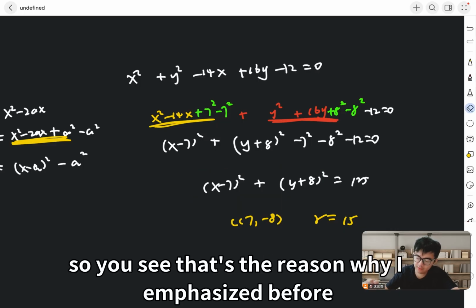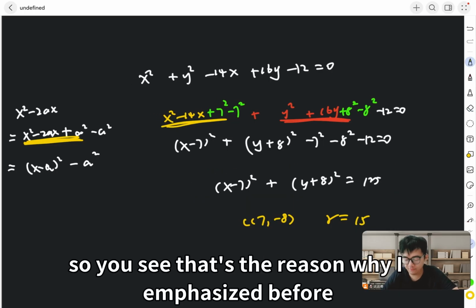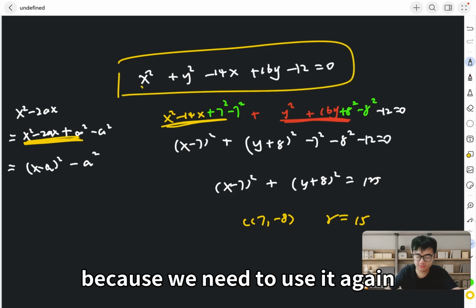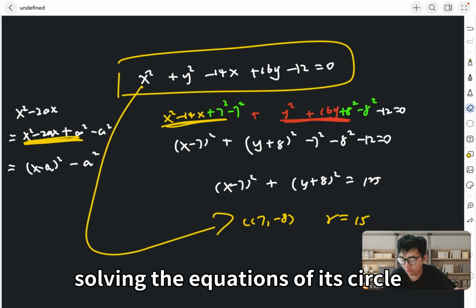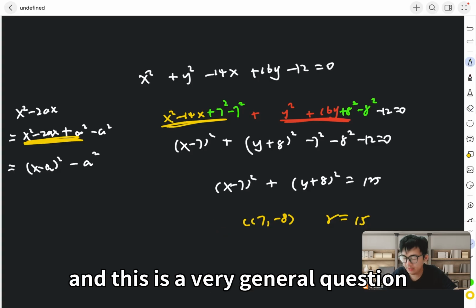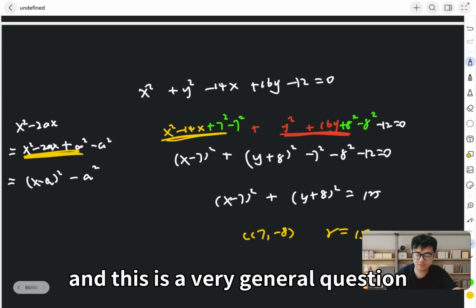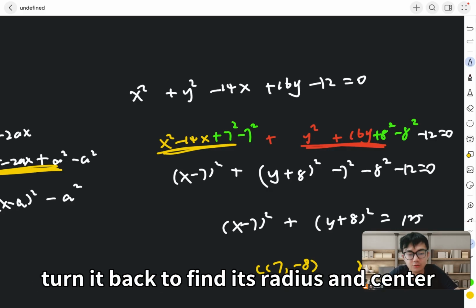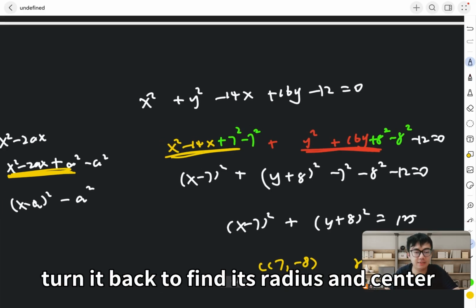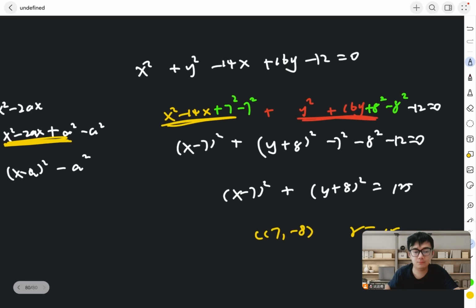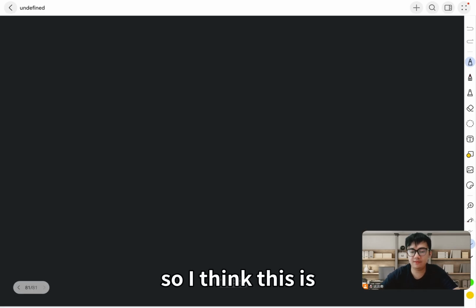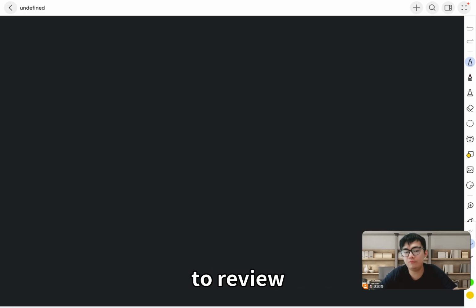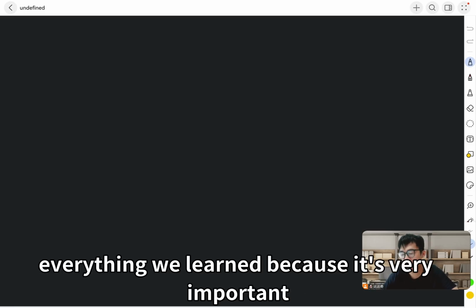So you see, that's the reason why I emphasized before that the method of completing the square is rather important, because we need to use it again when solving equations of a circle. And this is a very general question. Given a general form of equation, you need to turn it back to find its radius and center. So I think this is everything today, and I need you to review everything we learned because it's very important.